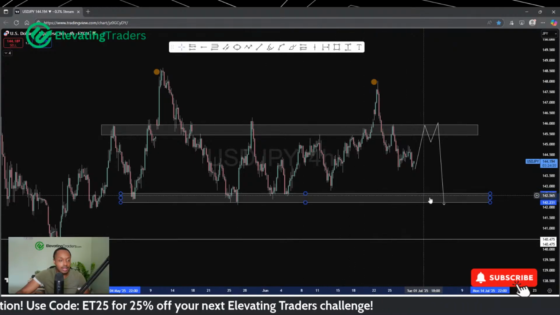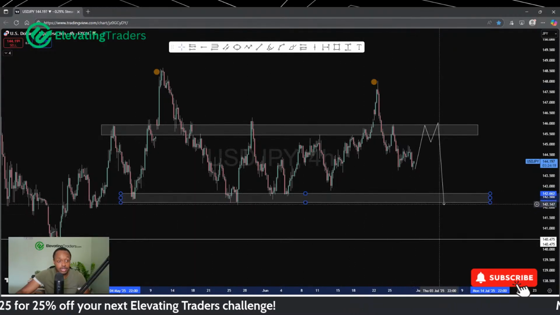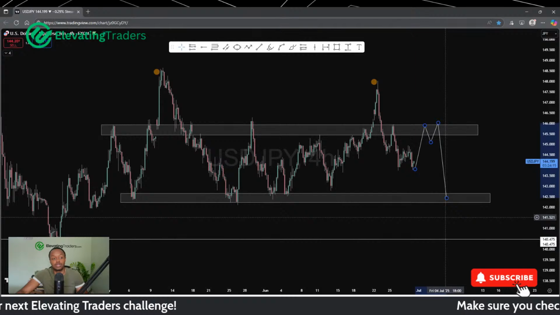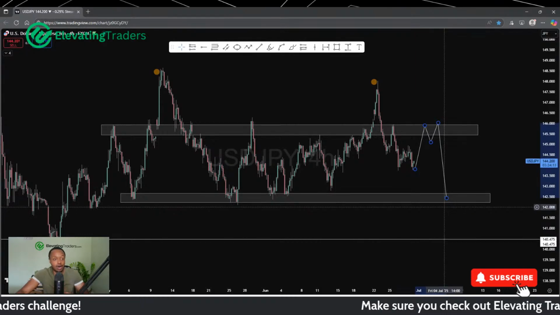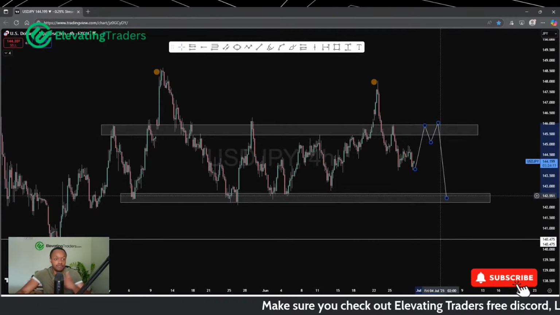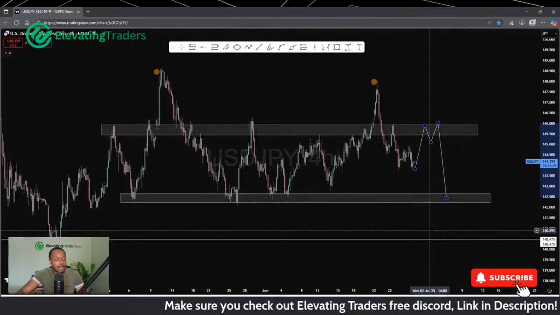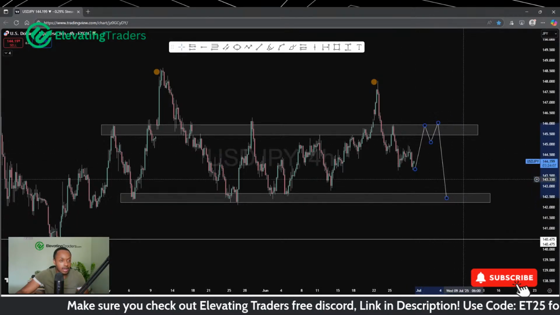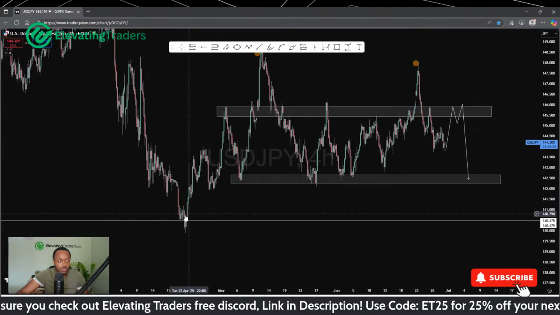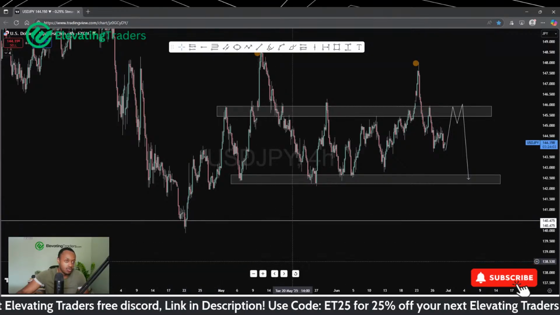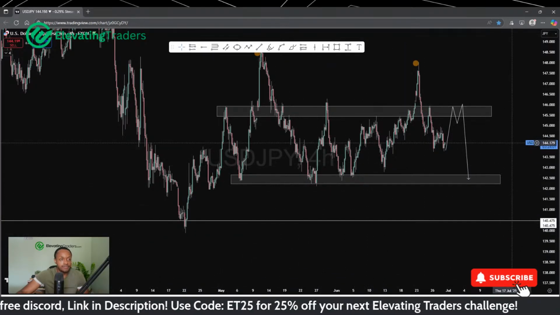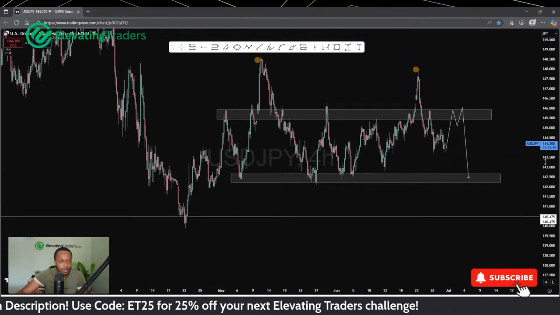Most importantly, this level over here has proven to be a very solid level of support. So I would suggest looking to manage the trade somehow, book partials, trail a stop, something as we get to that zone, just in case price does reverse. But then, of course, we've got that daily zone just below us, which I do expect price to get to eventually. So dollar yen, I do have somewhat of a bearish bias.